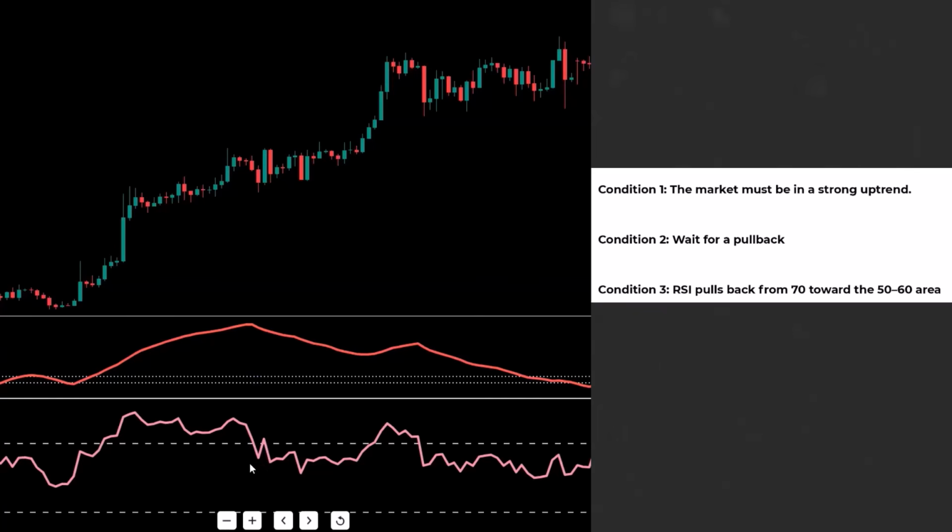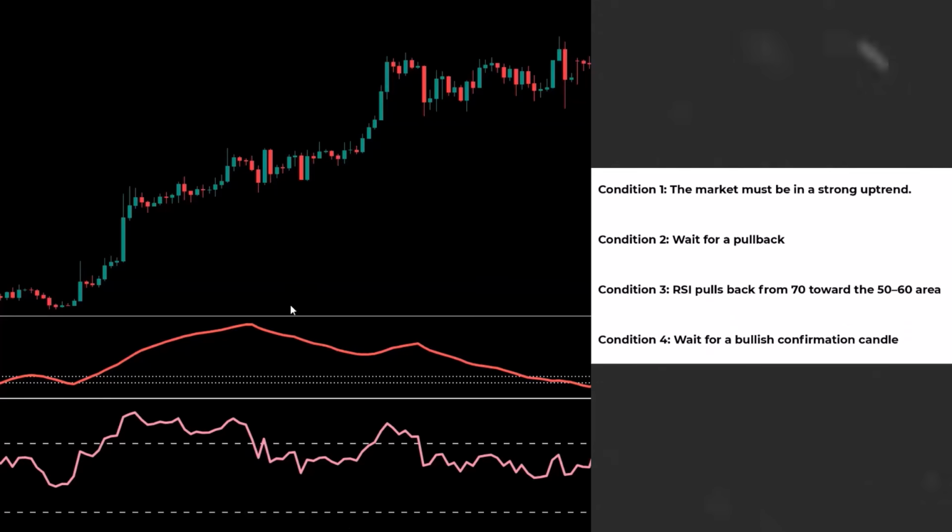RSI should not fall below 50. If it stays above 50, it shows that buyers are still in control. In other words, the pullback is temporary, not a trend reversal. Condition 4. Wait for a bullish confirmation candle. This could be a bullish engulfing candle, a pin bar, a strong green candle, or simply a candle that clearly rejects a support level. This candle tells you that buyers are stepping back into the market.